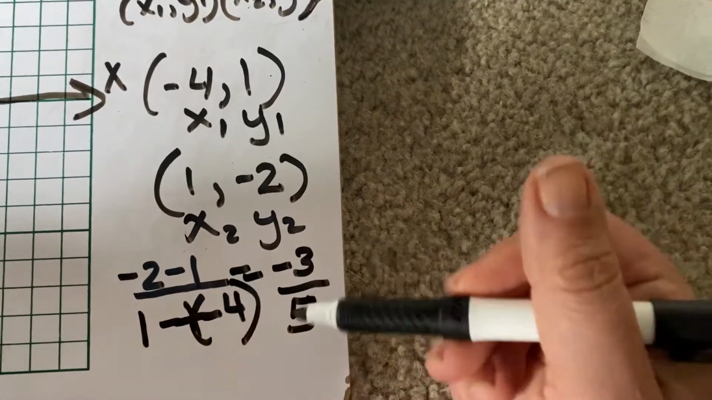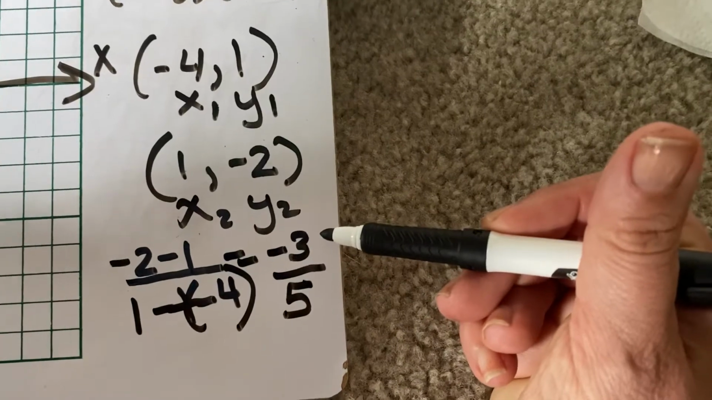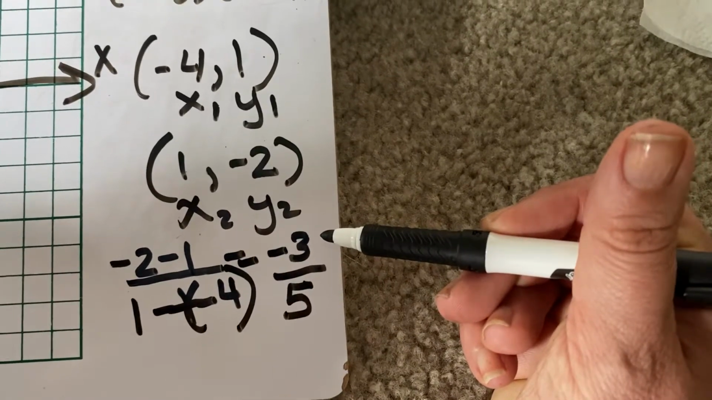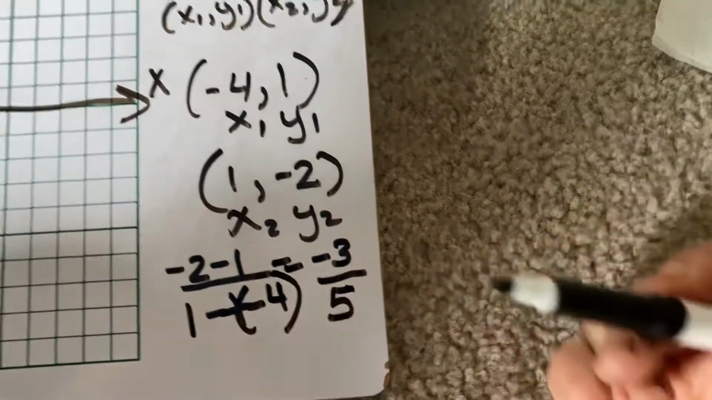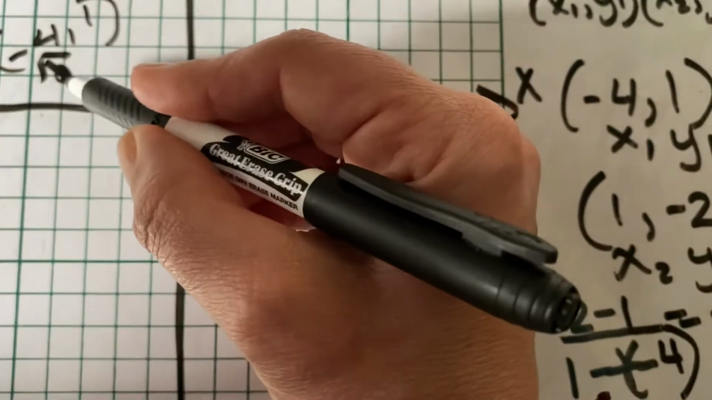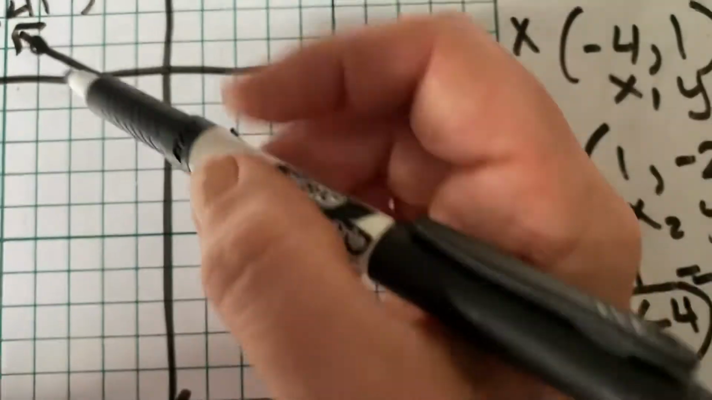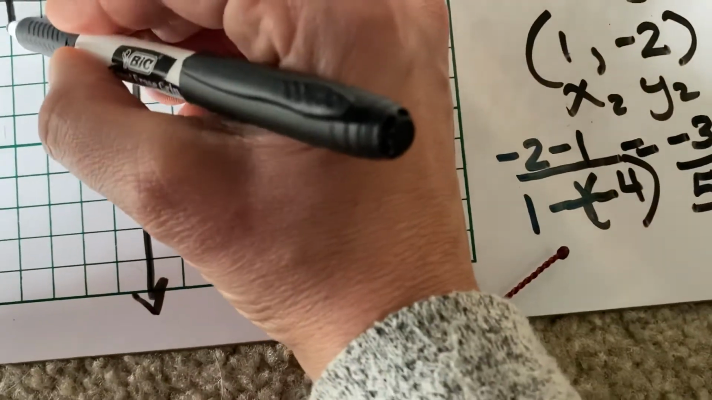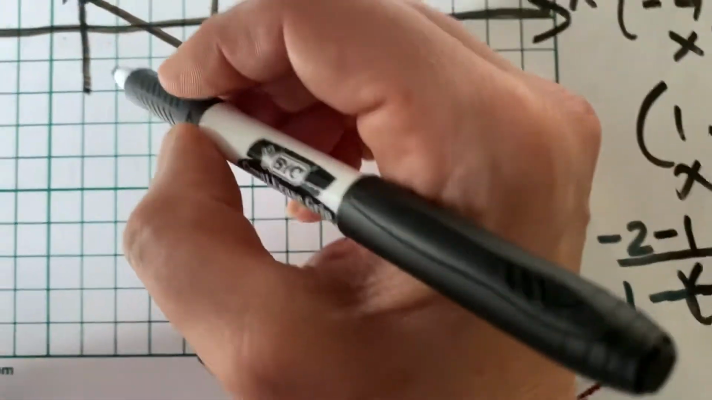As I said, our slope is a fraction. It's negative because the line was going down from left to right, so it's -3 over 5, which is a pretty shallow slope. How else can I do that? I can also find the rise and the run. So what I'm going to do is draw a line here and create what's called a slope triangle.